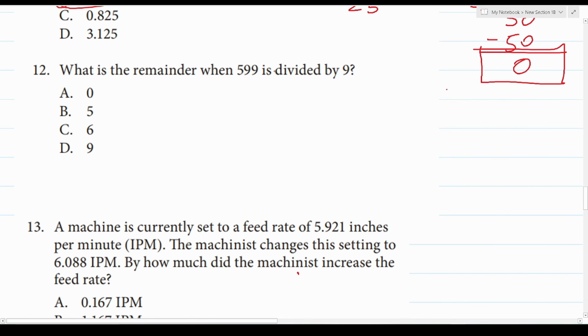All right, number 12 says, what is the remainder when 599 is divided by 9? So that's going to look like this in terms of long division. And let's just go ahead and work this out. To start, we're going to ask ourselves, how many times does 9 go into 5? It doesn't. How many times does 9 go into 59 without going over?